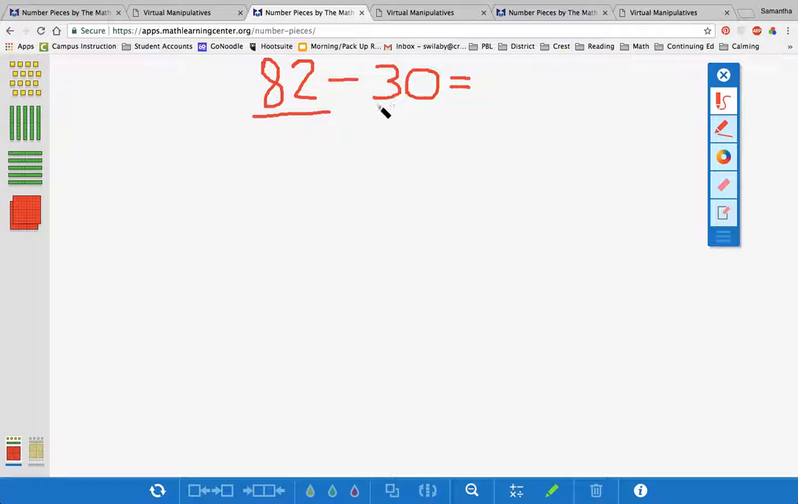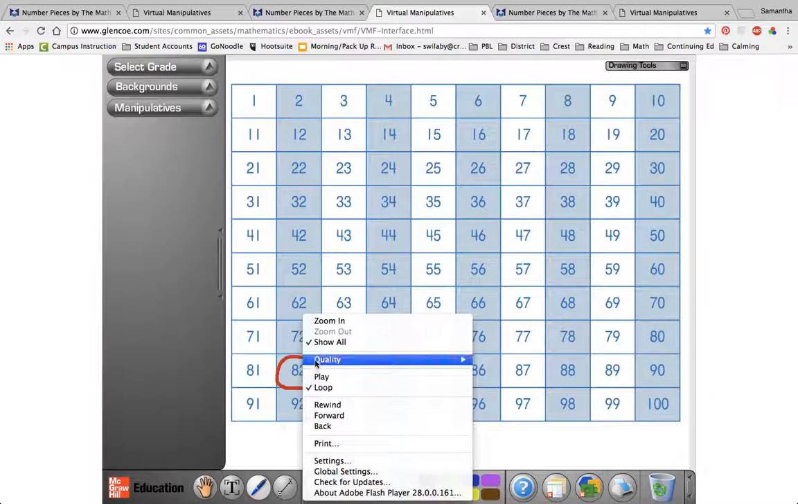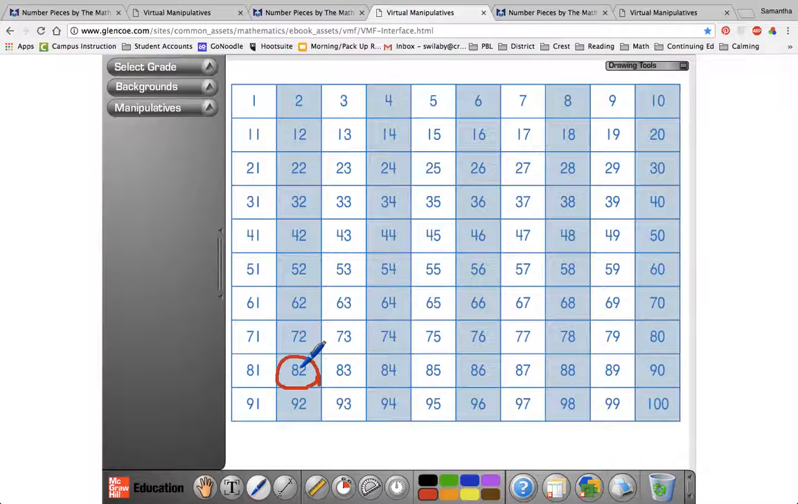Now this time I'm going to look at my number that I'm subtracting, and I'm noticing that 30 has a 3 in the tens place. So when I'm moving on my hundreds chart, I'm going to move 3 spaces up because I'm subtracting 3 groups of 10. So I'll go up. I don't count what I'm starting on, I count the next one. 1, 2, 3. I can think of it as counting by tens. 10, 20, 30. And I landed on 52.